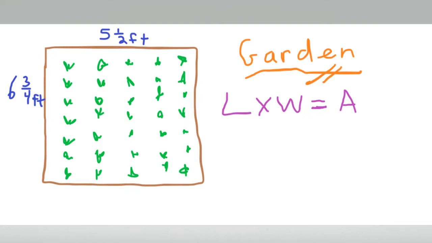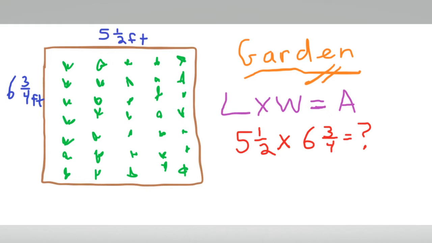So to find the area, you would multiply length times width. That means we would multiply 5.5 times 6 3/4. Let's see how we can do that with the area model.